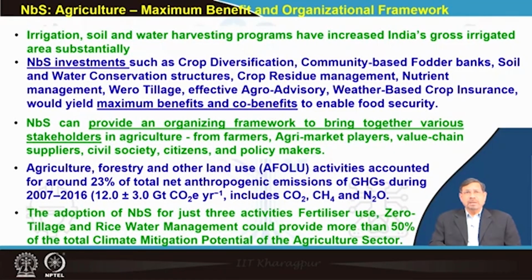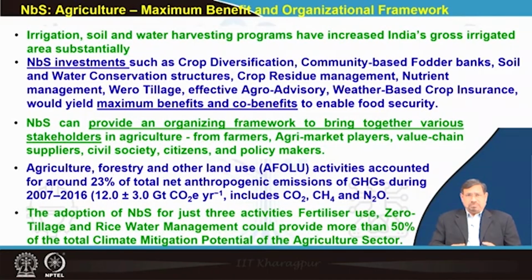So nature based solutions can provide an organizing framework to bring together various stakeholders in agriculture, such as the farmers, the people who produce the crops, the agri market players, the value chain suppliers, civil society, citizens and policy makers. All of them need a kind of organized framework, so that the maximum benefit will be realized or optimized for the various stakeholders in the agriculture sector.